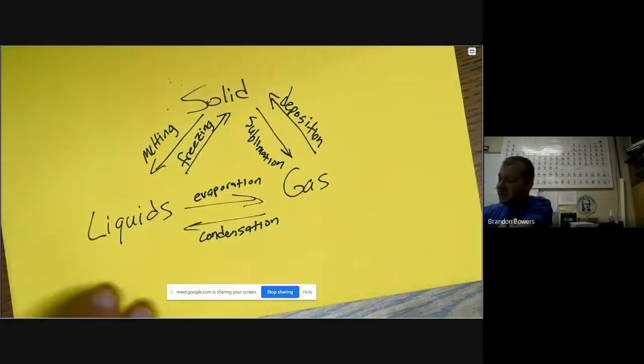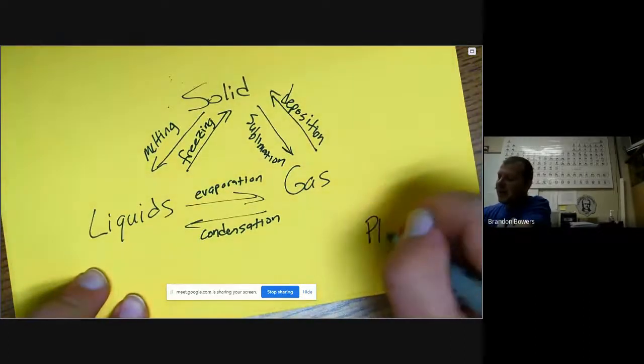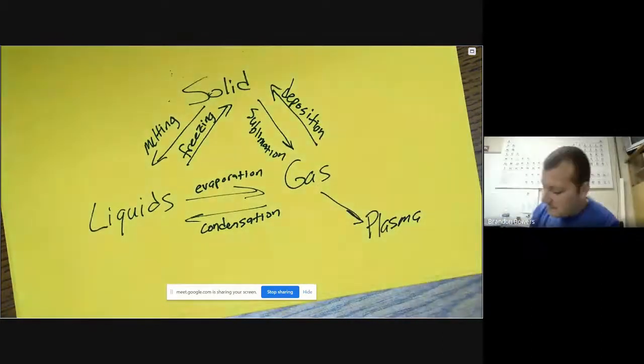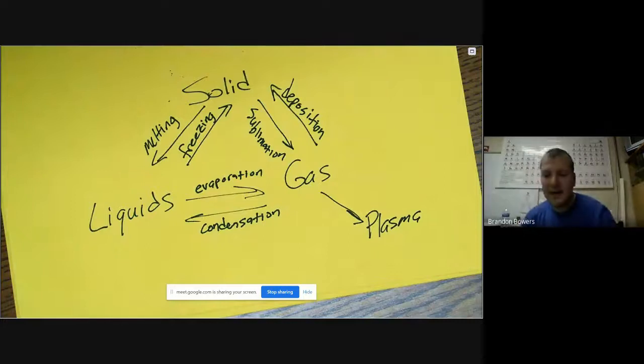There's actually plasma out here, and we might get to that when we talk about nuclear chemistry, but we're not going to cover that in the mixtures and compounds chapter. So those are the 6 phase changes.